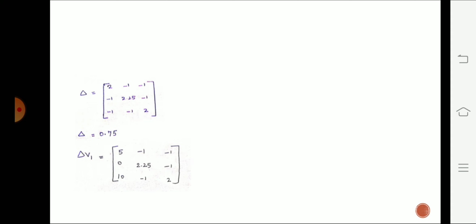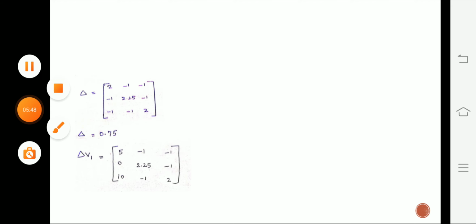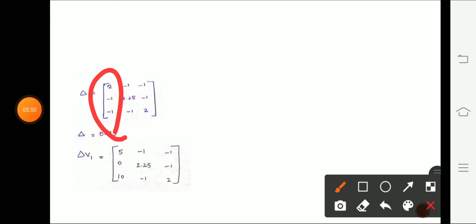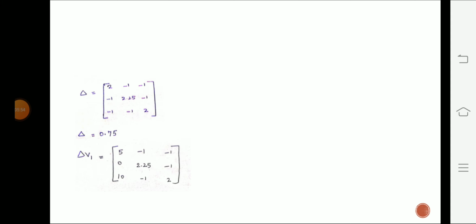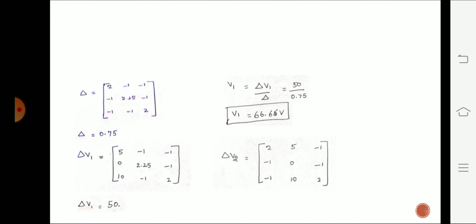Next we find the del V1. Here we replace 2 minus 1 in terms of 5 0 10. The answer for del V1 is equal to 50. The formula for V1 is del V1 by del. The answer is 66.66 volt.